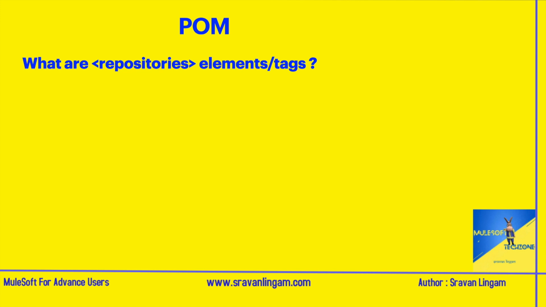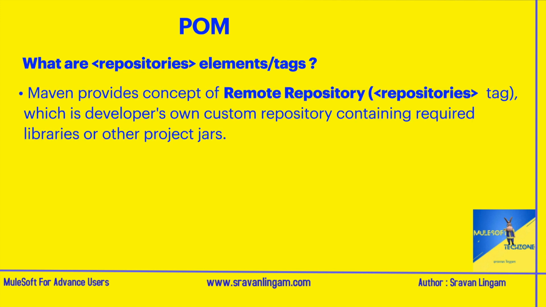the repositories tag. This is another tag that you might have seen in your pom.xml quite often, right? Maven provides the concept of a remote repository, which is nothing but our repositories. It is a developer-owned custom repository containing required libraries or other project jars. For example, whenever you are dragging and dropping an HTTP connector or database connector, do you know that they are just existing like that? No. At the back end those are libraries which are present in some remote repository.